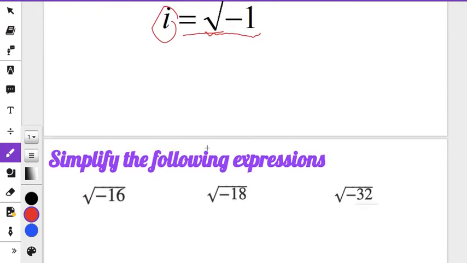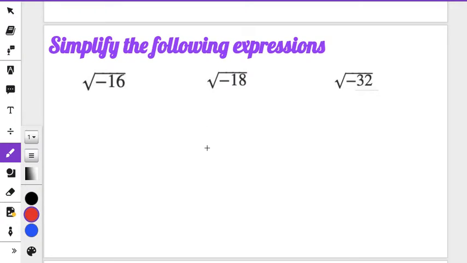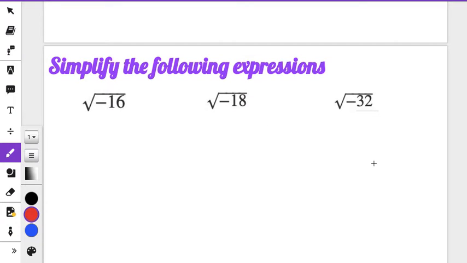So let's see. We have 3 numbers here. As you see, the commonality between these numbers is they are all square roots of negative numbers. Let's see how we do this. Please keep in mind, we already have the definition that the square root of -1 is i. So we're going to use this to help us figure it out.